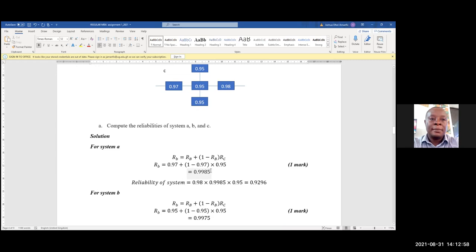And that will give us 0.9985. Please, when it comes to reliability computations, always make sure your answers are in four decimal places. Is that how many decimal places? Four. Okay. So pay attention to the solution I've presented, and that should give you a fair idea of what the presentation should look like. Is that okay? Okay, thank you.